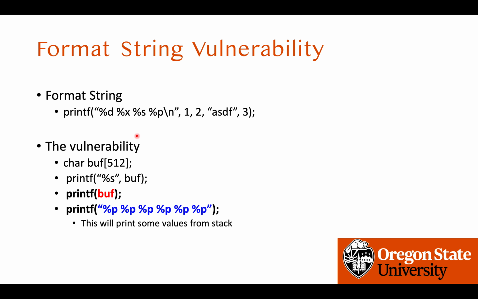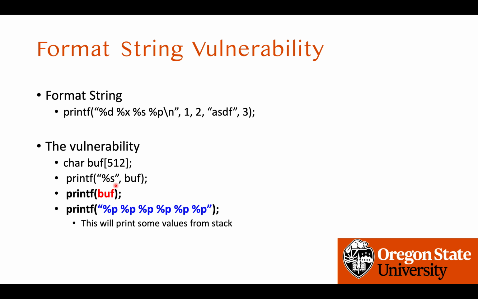Take a look at here. So this is the regular usage of the format string. If we just run this program, then it will fetch the 1 for %d, print 1, 2 for %x, so print 2, then ASDF as a %s, so printing ASDF, and then 3 for %p, so it will print 0x3. Yeah, %p is printing the number in the address format.